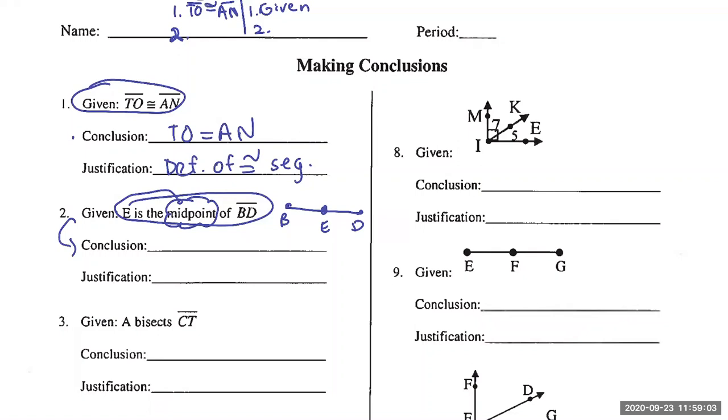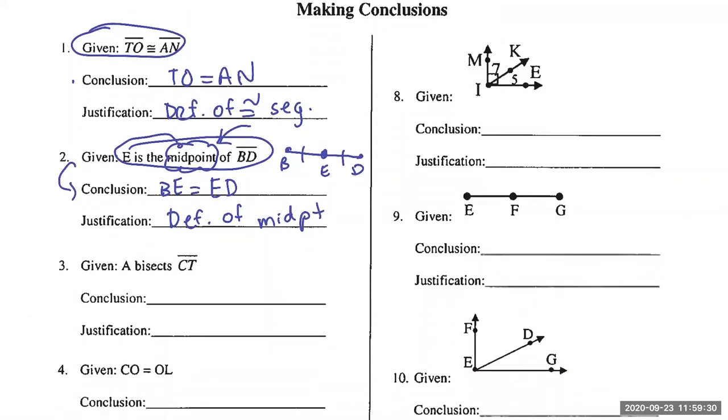Any ideas? What could you conclude if E is the midpoint? Many people, when they're given that it's the midpoint, automatically just start marking like that, and that is your conclusion. You know that BE is equal to ED. Use that word to help give you a hint. What's the justification for that? What's the reason for that? The only thing we know of is the definition of midpoint.